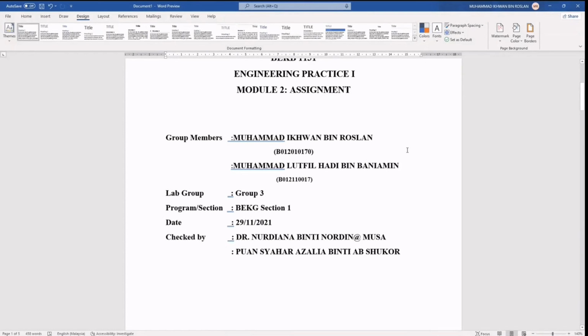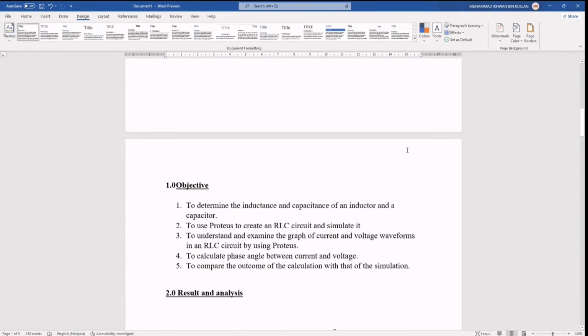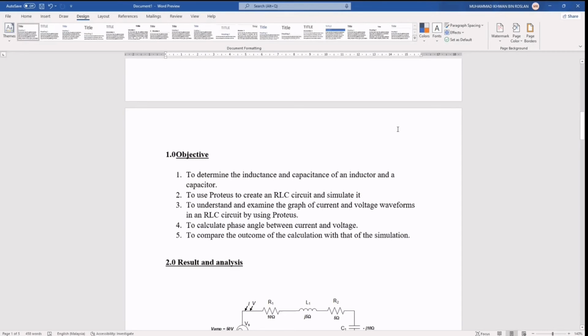So today we will present about the assignment. The first one is the objective. The first one is to determine the inductance and capacitance of an inductor and a capacitor. Number 2, to use Proteus to create an RLC circuit and simulate it. Number 3, to understand and examine the graph of current and voltage waveform in an RLC circuit by using Proteus.